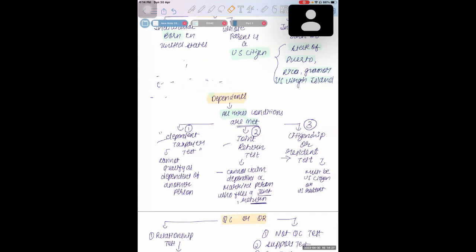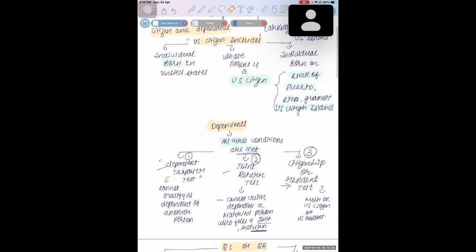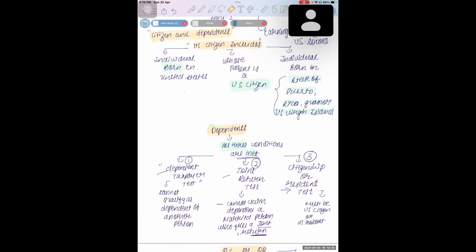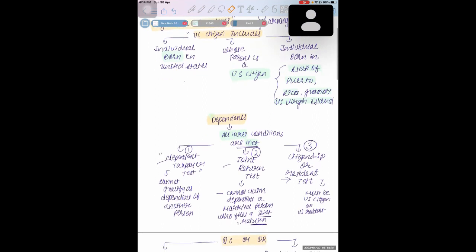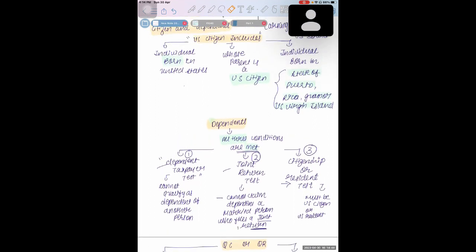So this is the very basic definition of dependent. Now in dependent, there will be more bifurcation. But first, let me know, do you have any doubt or any question in these three criteria? Can you explain the second criteria again? Okay. Second criteria is what?